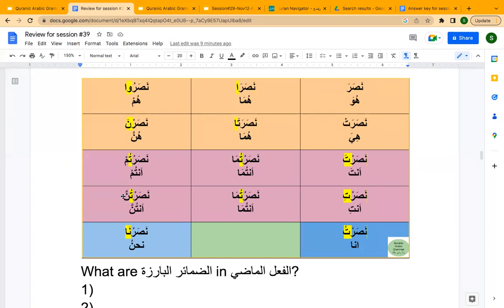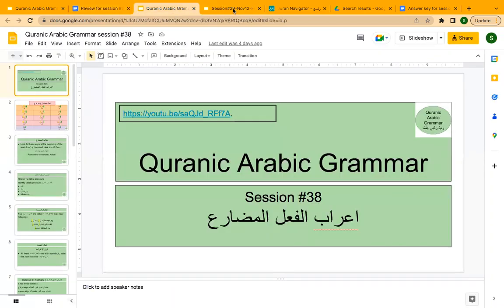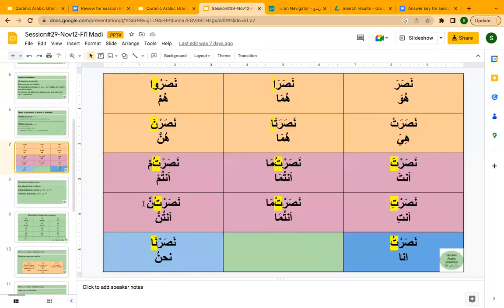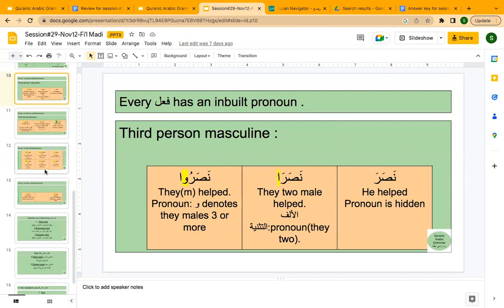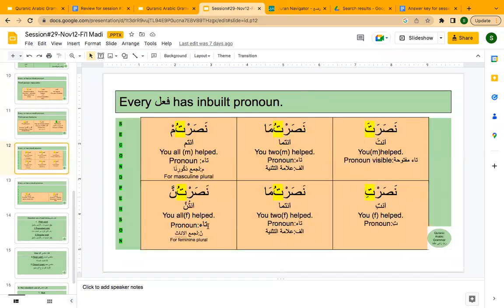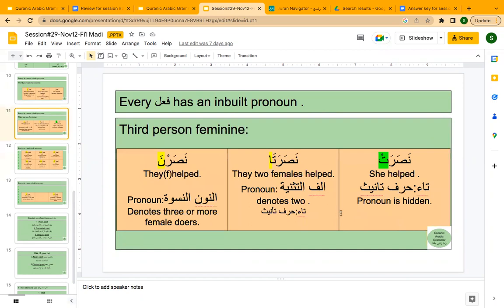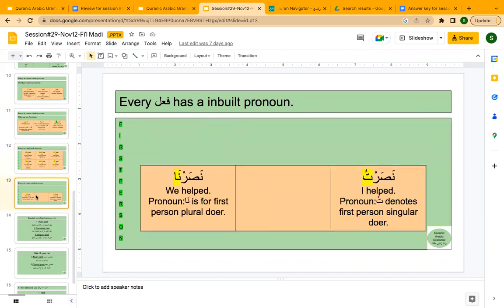If you go back to your slides, inshallah, everything is clearly written, what is the function of each and every letter in your fi'l madi, okay? So what is pronoun ta? Pronoun ta. Pronoun ti, right? The ta was the pronoun everywhere, if you remember. And then here as well, this one.